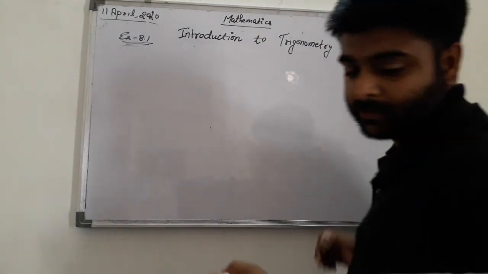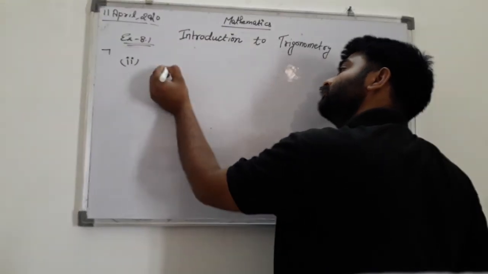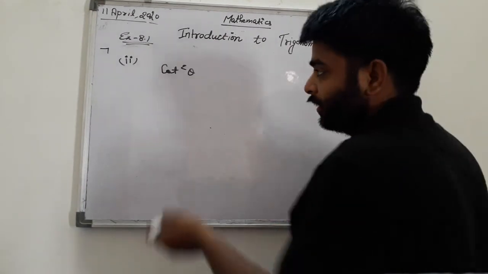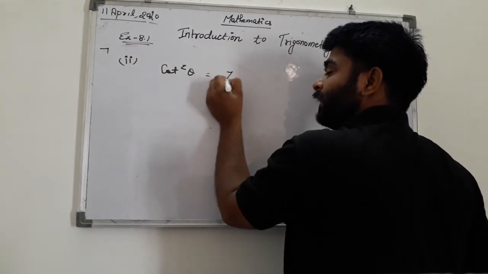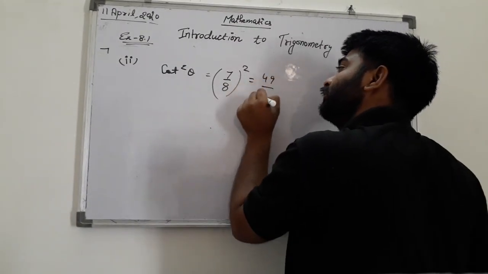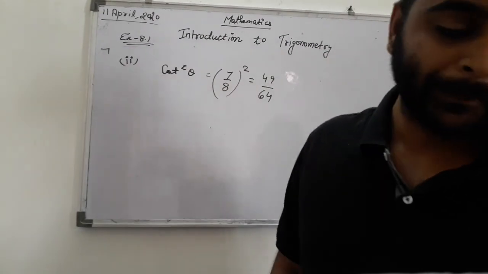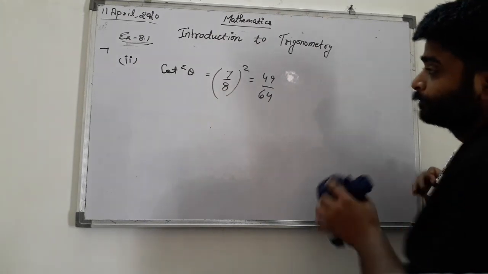What's the second part? That is cot square theta. So class, we know it. What is cot theta? That is (7 upon 8) whole square. Again it is 49 upon 64. Is any problem? No. Now class, 8th question.